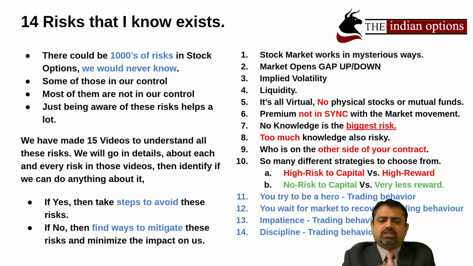And risk number 7, no knowledge. No knowledge is the biggest risk here. When the market is on, and you have contracts open, and the market reacts in a certain way, the premiums go up and down very fast. So you should be able to react very fast, and to do this you should have very deep knowledge about put sell, call sell, put buy, call buy. These 4 concepts are very important. So you need to have complete knowledge.